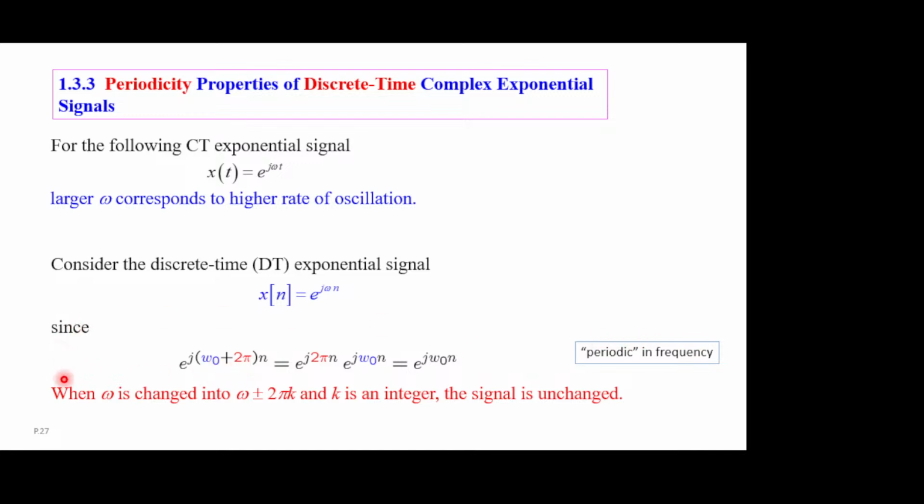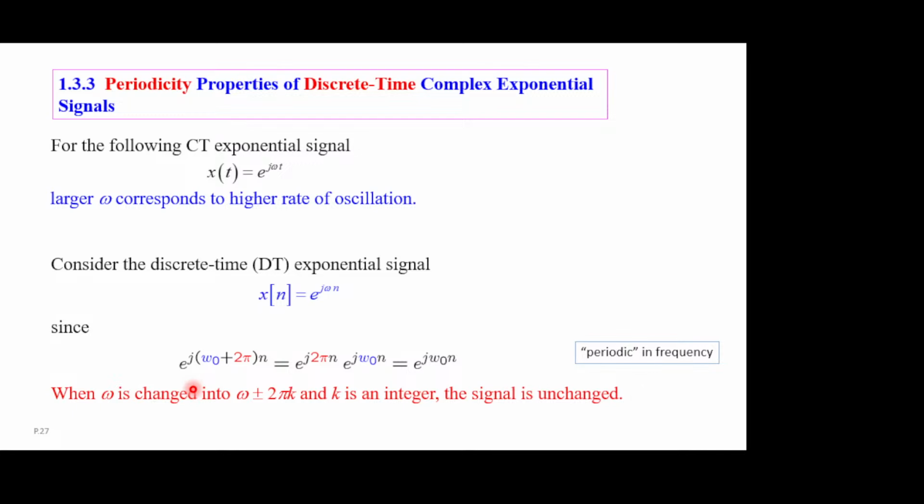So for example, if you change your omega naught to omega naught plus 2 pi, then your signal becomes e to the j (omega naught plus 2 pi) n, and when you do this arithmetic, you get a factor of e to the j 2 pi n, but e to the j 2 pi n is just 1. So you're back to the same signal, e to the j omega naught n. So if you increase your frequency from omega to omega plus 2 pi, your signal doesn't change. It's not oscillating faster, it's the same signal.